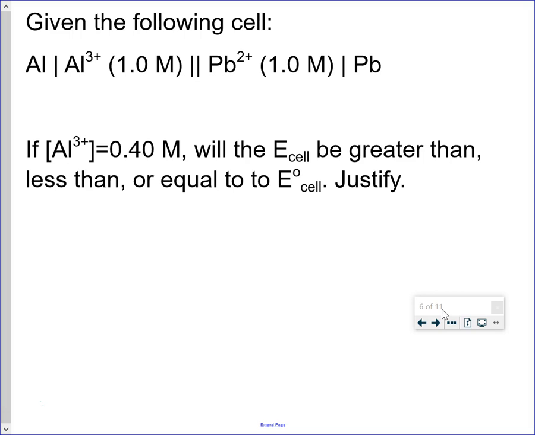The first one on the back gives us a line notation. This was from yesterday as well. Hopefully you can remember how that setup looks. On the very far left-hand side, you have your anode. On the very far right-hand side, you have your cathode. And then in the middle, these two double lines represent your salt bridge, or the separation between your two sides of the cell. So this is your salt bridge in the middle.